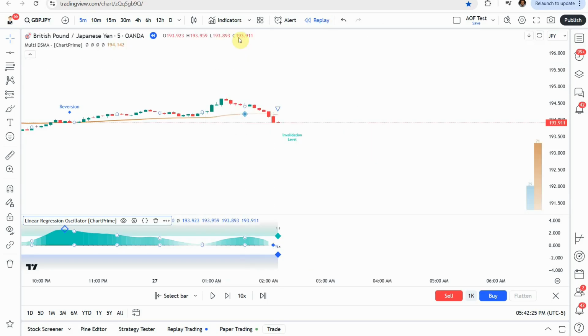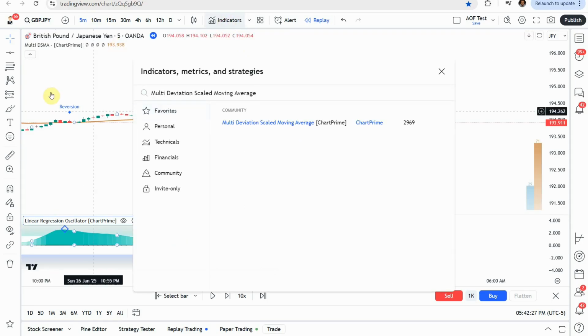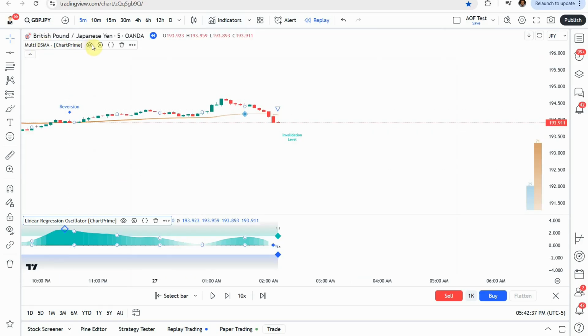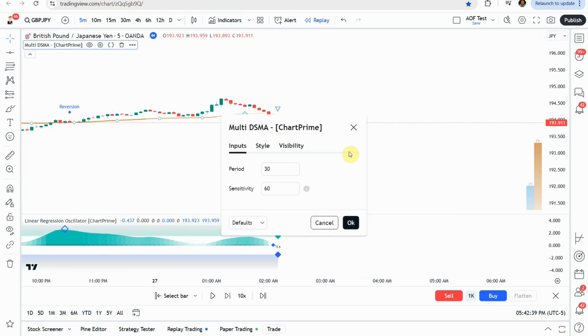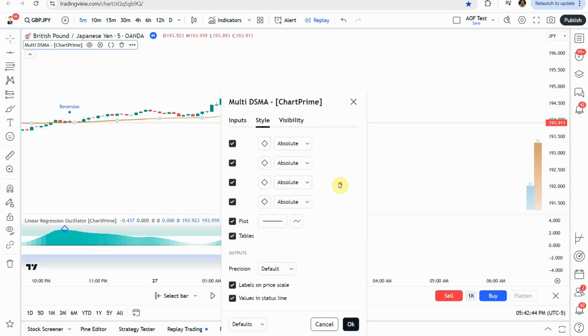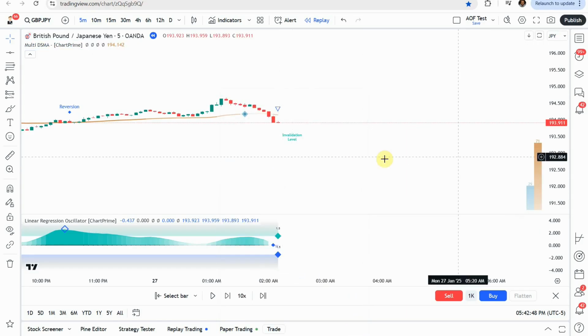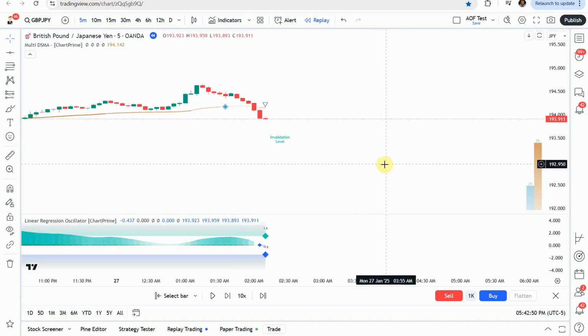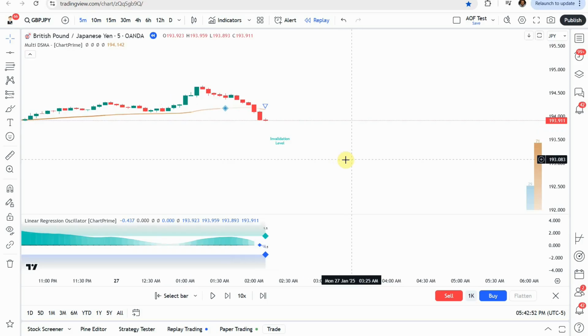Then the next indicator we were going to add to the screen is going to be the multi-deviation scaled moving average. This one right here. Go ahead and click on that one and add it to the screen. And on this one, again, we will keep it on the default settings. Just double check the inputs are as follow, and the styles, everything is checked, and everything should line up. And once you have all that set up, your screen should look like mine here.